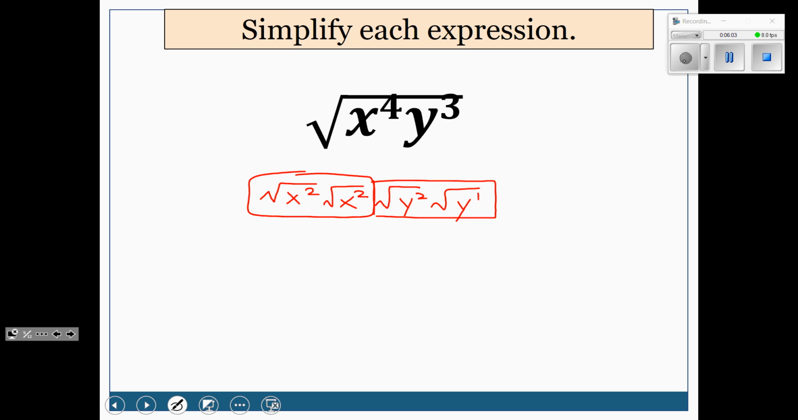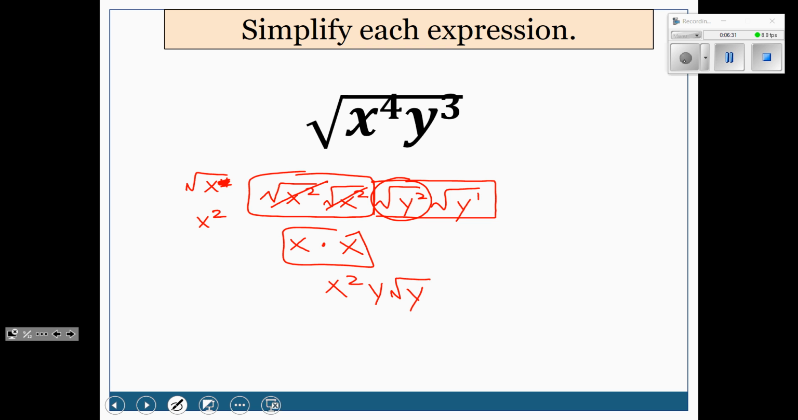I just broke it into 2 and 1, because if I have an even number, the square root of x squared is x. So when you take the square root of x to the 4th power, you just have to halve the exponent. So the square root of that would be x squared, as shown right here. I can take the square root of y squared, which is y, but that leaves one y underneath the radical sign that I can't take the square root of.